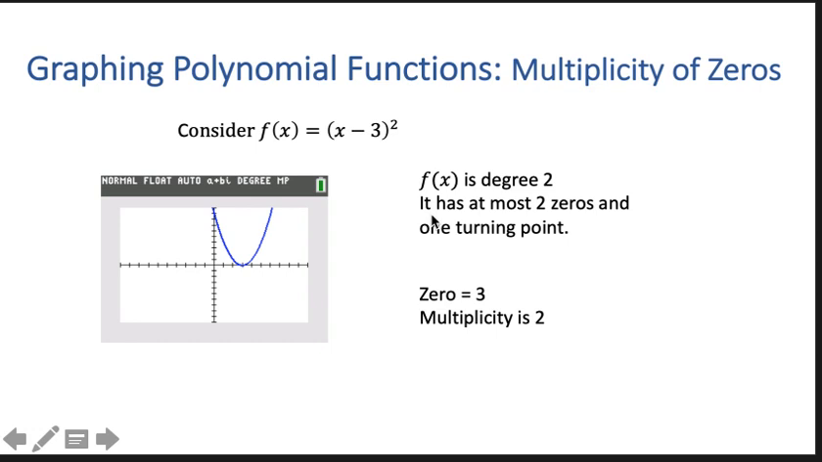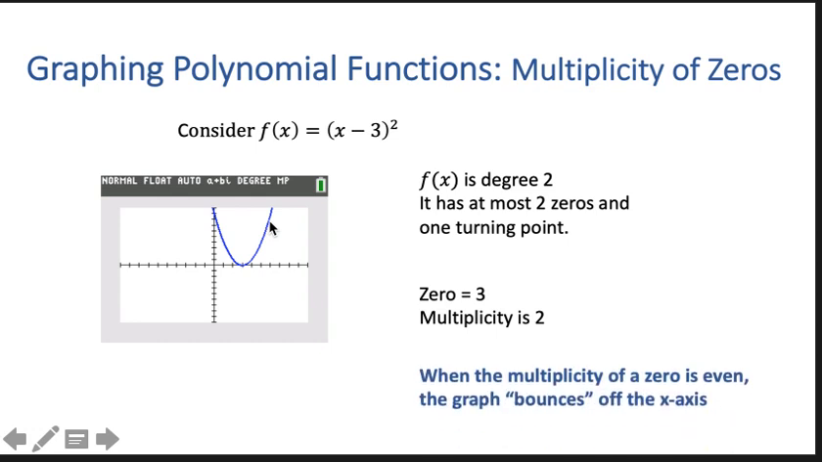Now look at how the multiplicity affects the graph. When the multiplicity is 2, when the multiplicity is even, the graph comes down to that x-intercept, comes down to that zero, and then bounces right back off. So when the multiplicity of a zero is even, the graph bounces off the x-axis.